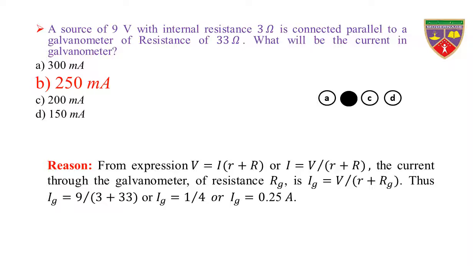Reason: from expression V is equal to I into small r plus capital R, where small r is the internal resistance of the source, I is equal to V divided by r plus R. The current through the galvanometer of resistance Rg is Ig is equal to V divided by small r plus Rg. Thus Ig is equal to 9 divided by 3 plus 33, or Ig is equal to 1 by 4, or Ig is equal to 0.25 ampere. Hence, the current in galvanometer is 250 milliamperes.